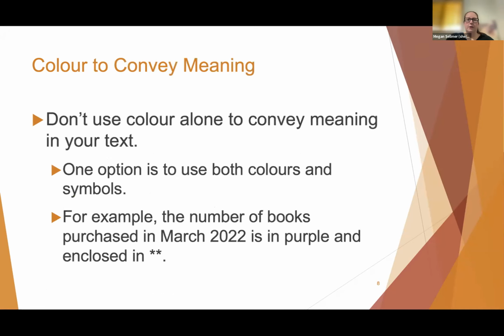To continue with color really quickly, never use color alone to convey the meaning of something in your text. One option to fix this is adding symbols. For example, the number of books purchased in March 2022 is in purple and enclosed in asterisks. Now, this is important because color may not be easily seen by those with low vision and those who experience color blindness, and screen readers and braille displays do not automatically announce a color change. So you might indicate something's important, but that won't show up to people who use some assistive technologies.